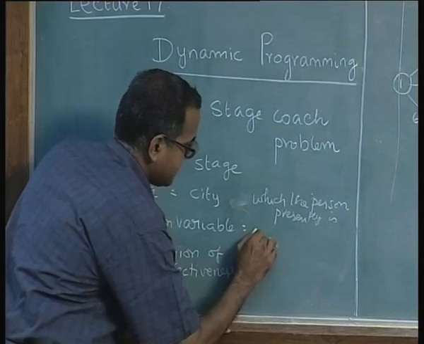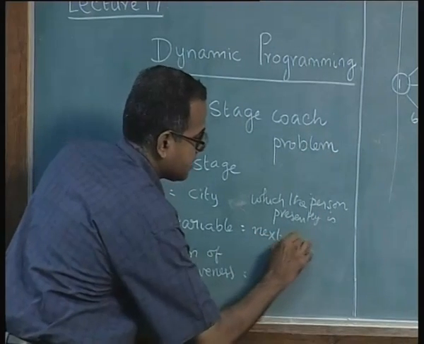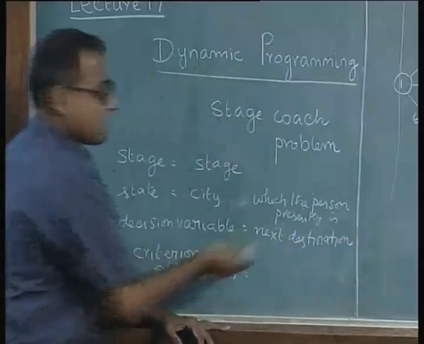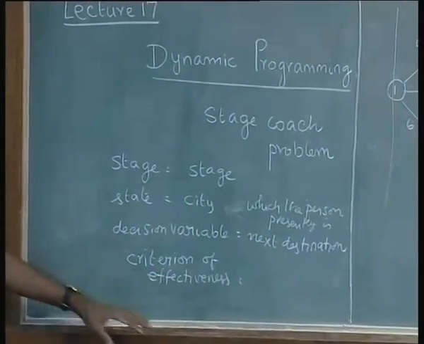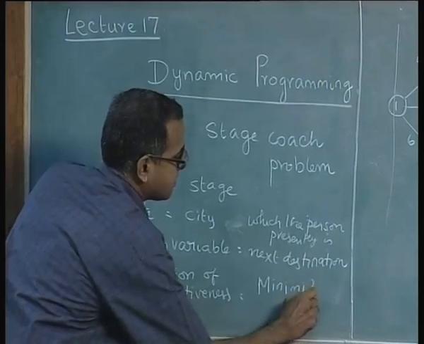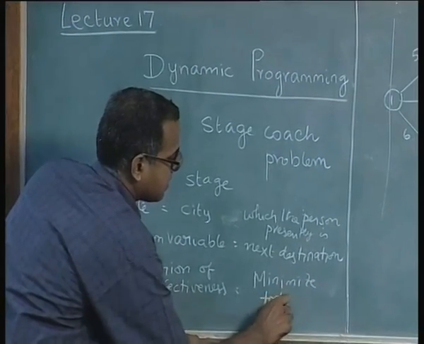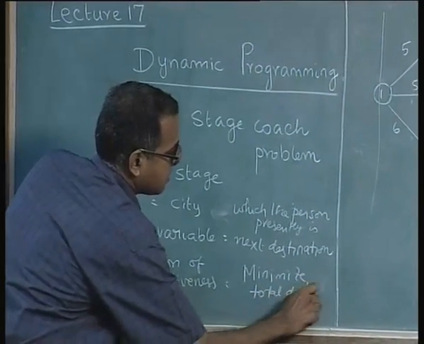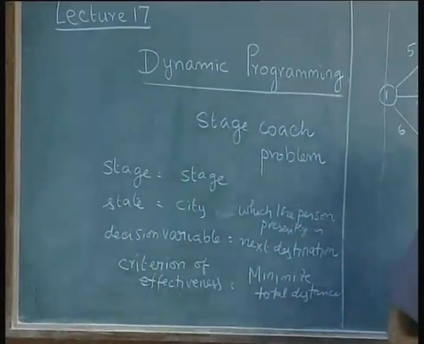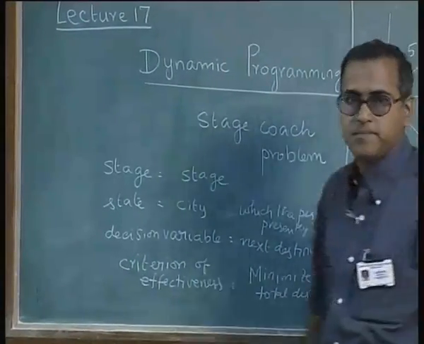Decision variable is the next destination, where to go next, and the criterion of effectiveness, it is a minimization problem. So we need to minimize total distance traveled. So now we have completed this problem or solved this problem using DP.